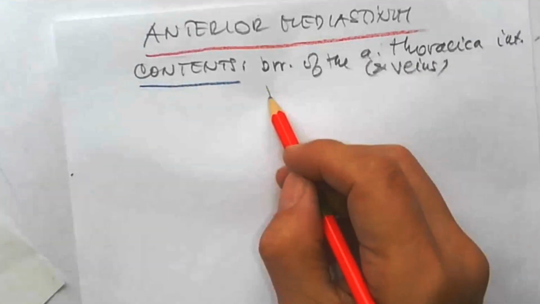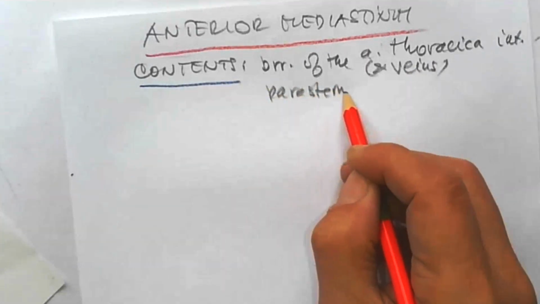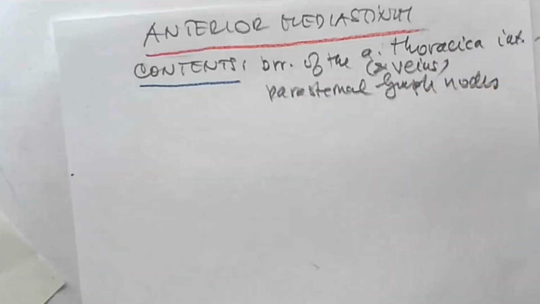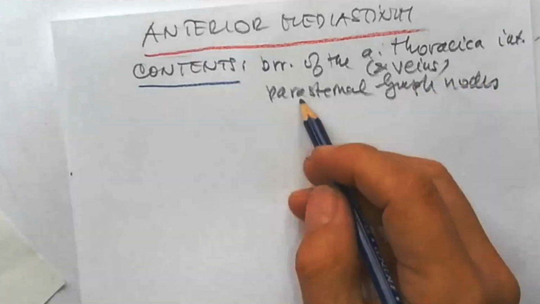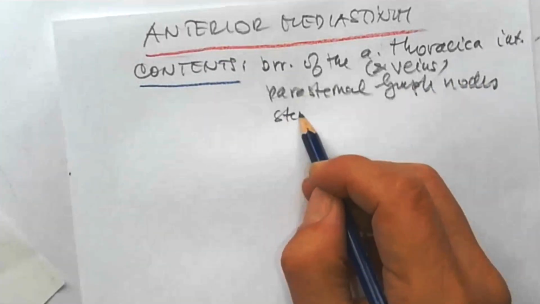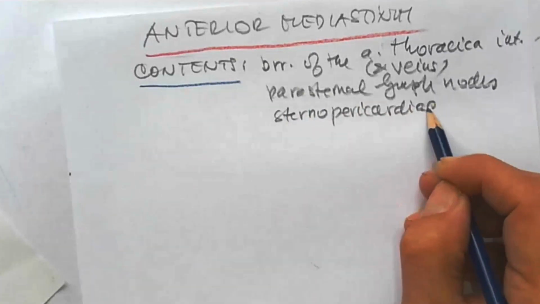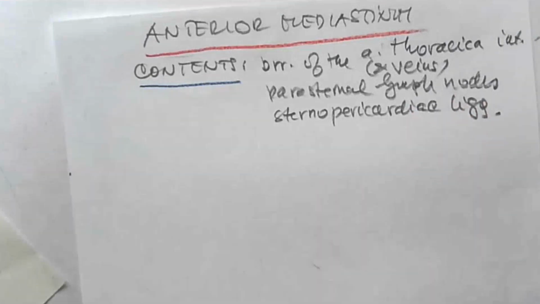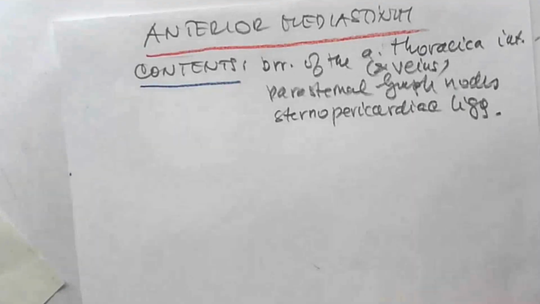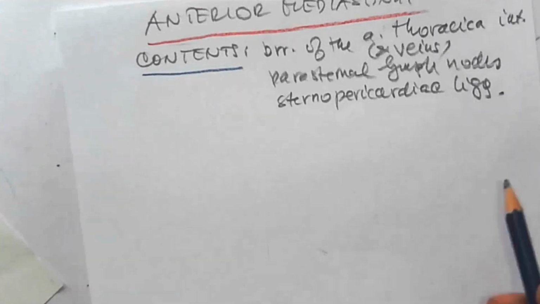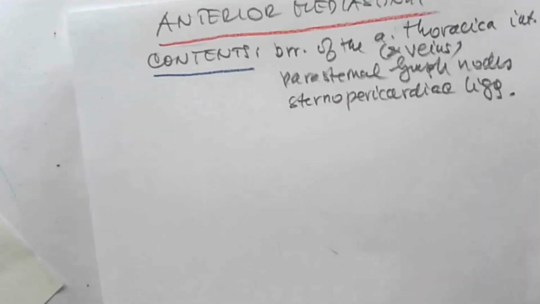Then parasternal lymph nodes, yes. Then sternopericardiac ligaments. It's easy. Sternopericardiac ligaments are important for stabilization of the pericardium to the sternum. This is easy. There is nothing specific. This is anterior, easy to remember.